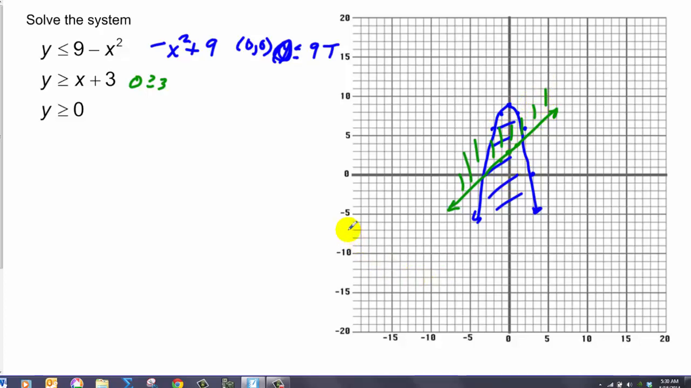And then I have y is greater than 0, which puts me at y equals 0 on this horizontal line. And then I shade above that because that's where y is greater than 0. And you'll see that my triple shaded region would be inside this parabola and enclosed by the line.